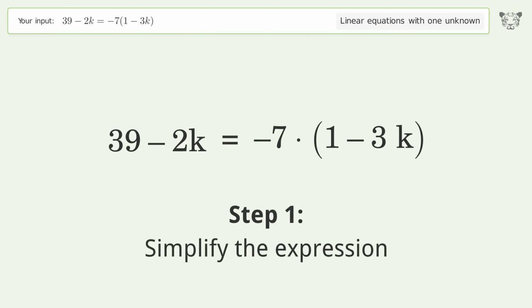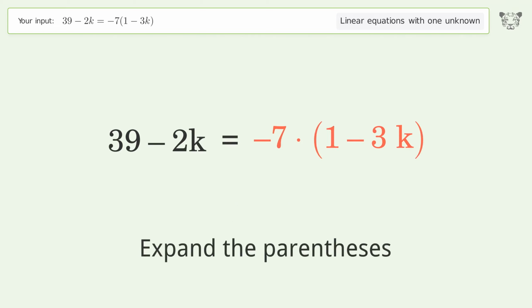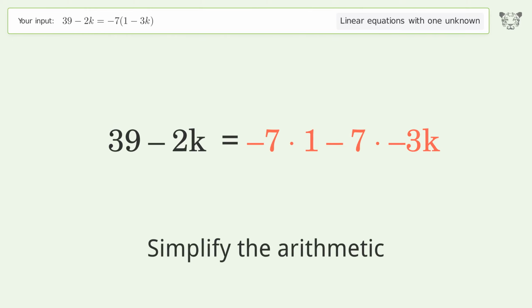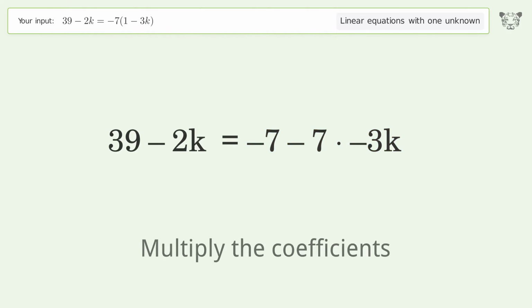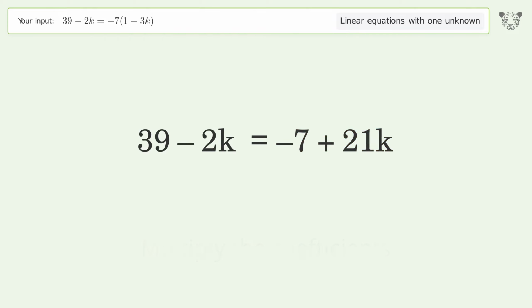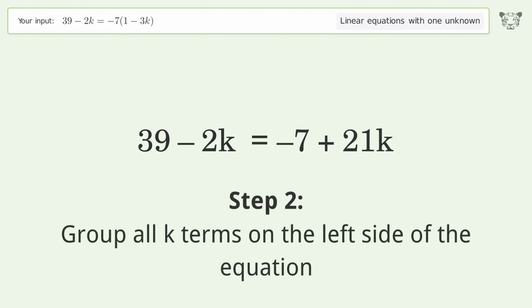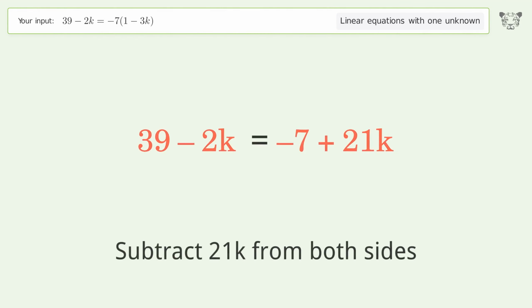Simplify the expression. Expand the parentheses. Simplify the arithmetic. Multiply the coefficients. Group all k terms on the left side of the equation. Subtract 21k from both sides.